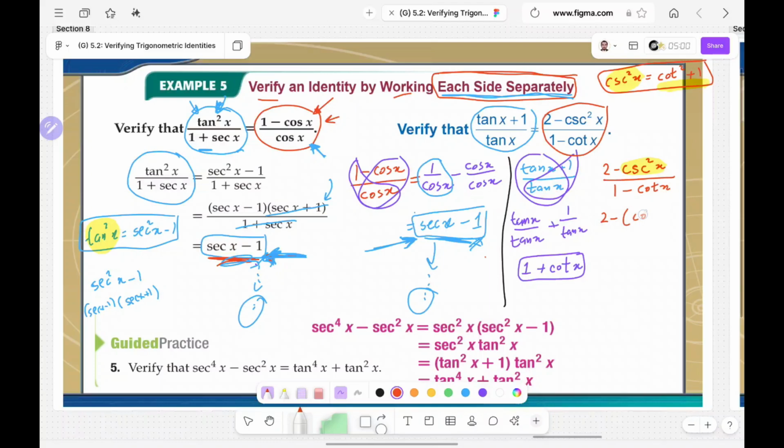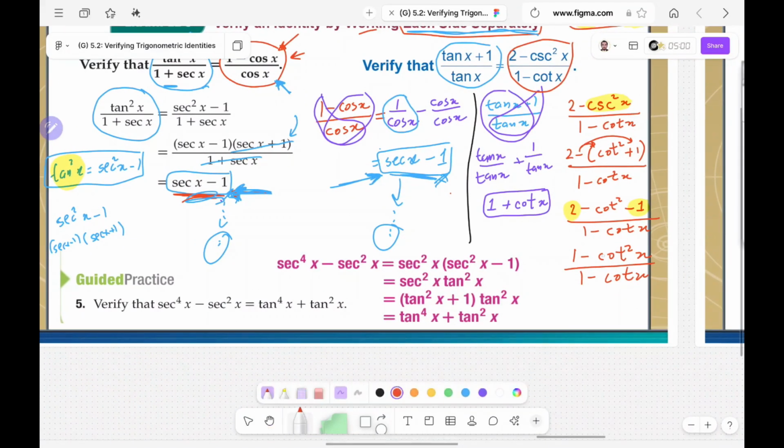So now let's replace it. 2 minus cotangent square x plus 1, over 1 minus cotangent x. Now let's simplify this. We distribute the negative for both of them. So 2 minus cotangent square x minus 1, all over 1 minus cotangent x. Now let's add the like terms. I have here 2, I have here negative 1. 2 minus 1 is equal to 1. So 1 minus cotangent square x over 1 minus cotangent x.